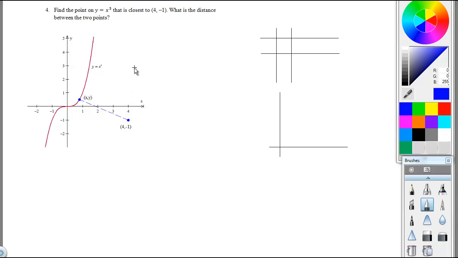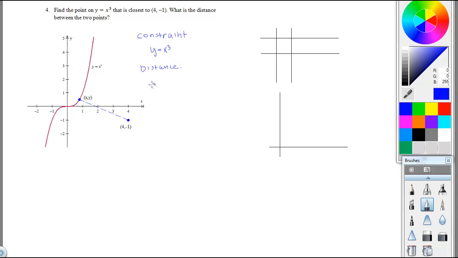So the main idea here is that you have the constraint that your point (x, y) has to be on the equation y equals x cubed. So it's not just any 2 points on the xy plane, it's a point that's on the graph y equals x cubed. So that's my constraint. And then the thing that I want to minimize is the distance between the 2 points.